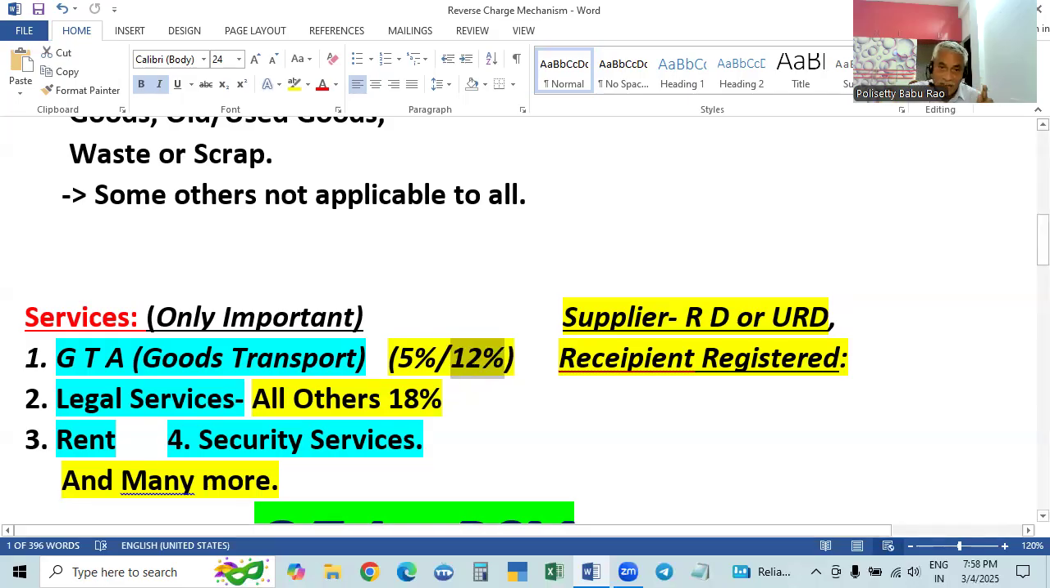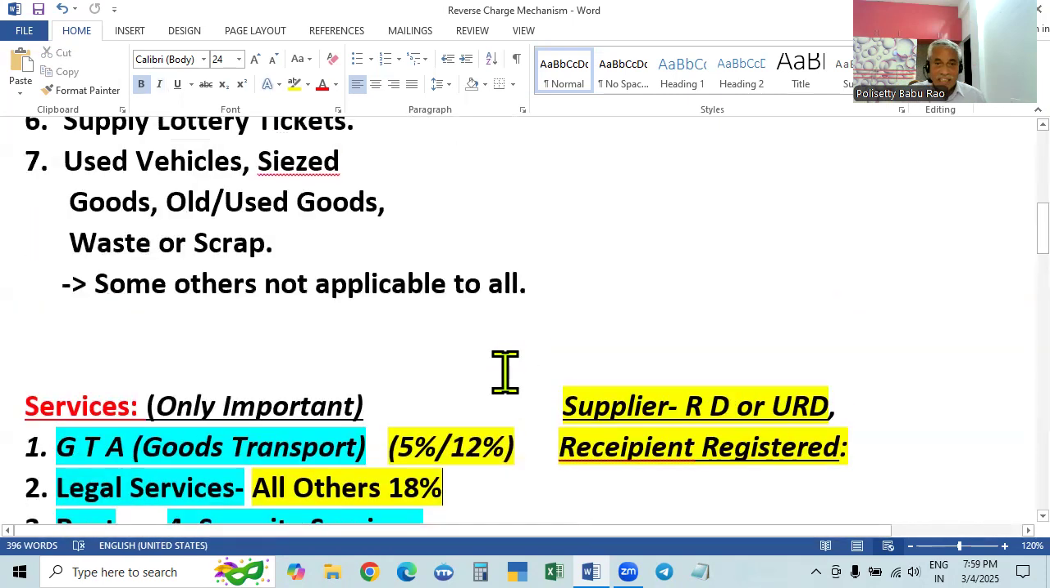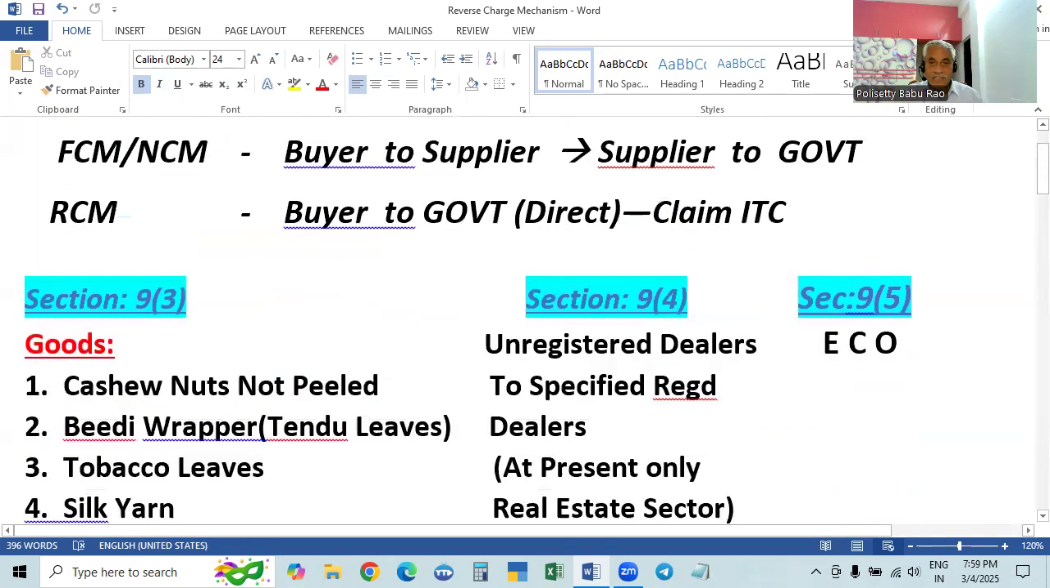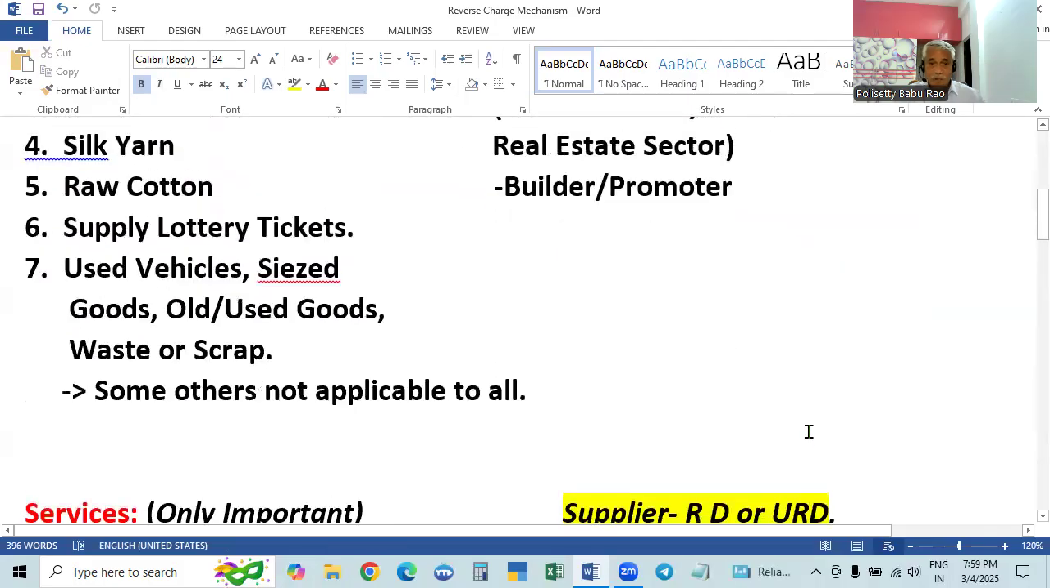So this is applicable to RCM, and this is applicable to the forward charging mechanism. This 5% is payable by the recipient, and the GTA will not collect the tax in the invoice. In the forward charge case, the GTA will collect 12% in the invoice, mention the option, and the recipient is not liable to pay any RCM. Okay, this is the whole thing about the reverse charging mechanism.